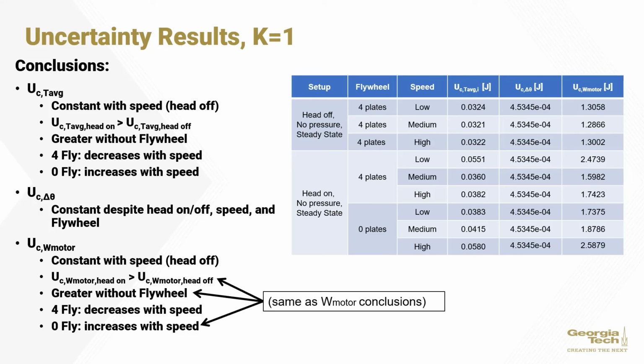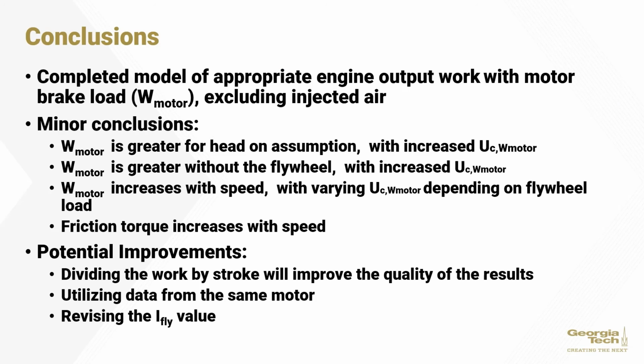The following results were concluded from the uncertainty calculations. For average torque uncertainty, both the flywheel and engine head exhibit a greater influence on the system and therefore on uncertainty. The encoder displacement uncertainty was constant across all trials, exhibiting its independence as a variable. For the motor work uncertainty, the same conclusions were drawn as for the motor work itself, including the increase with head, flywheel, and speed.